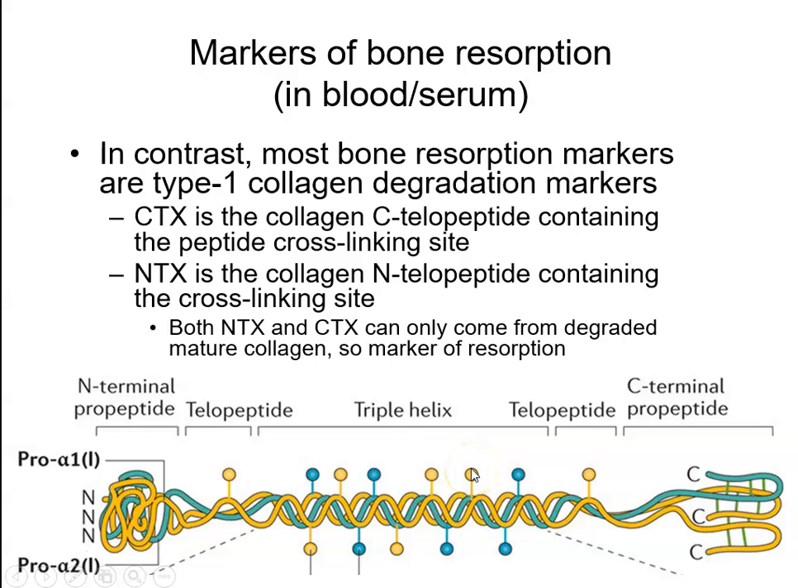Now there's one other enzyme that's not on this slide, but it might be relevant in a moment or two, which is an enzyme called TRAP5AC, and this is tartrate-resistant acid phosphatase, and that is an enzyme secreted by osteoclasts. So you can look for TRAP5 levels within blood, and that would suggest that there's osteoclast activity going on.